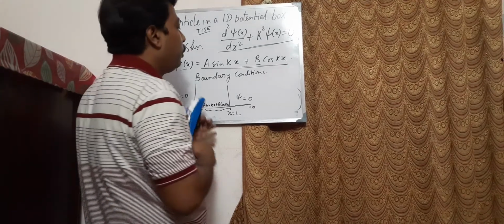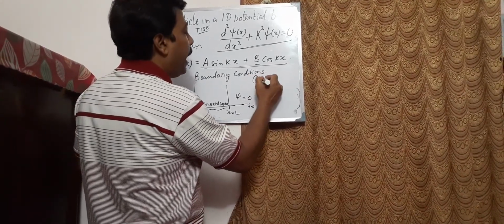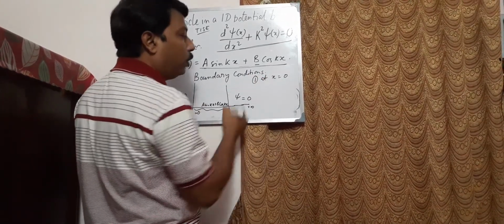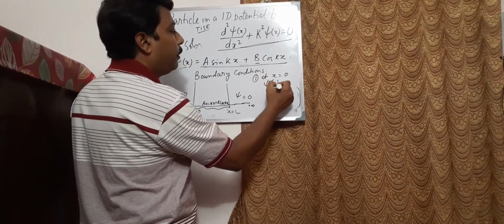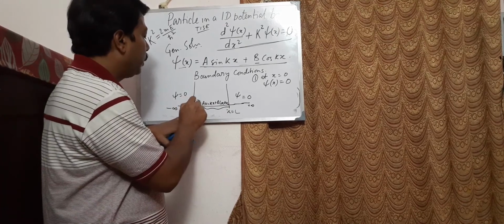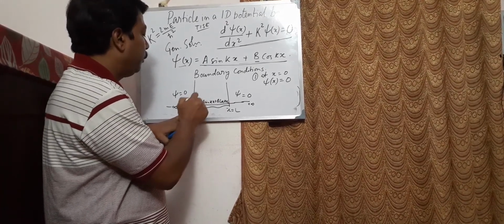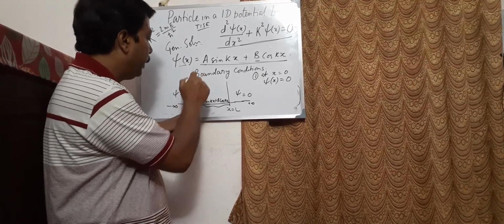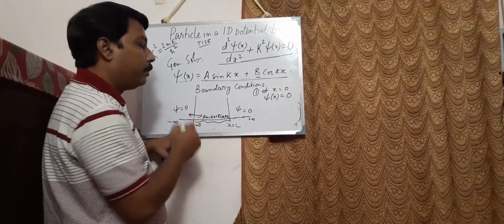So your first boundary condition is at x equal to 0, psi x must be equal to 0, because only then your function will be continuous across this boundary. The left hand side value and the right hand side value will be equal to the value at this boundary.